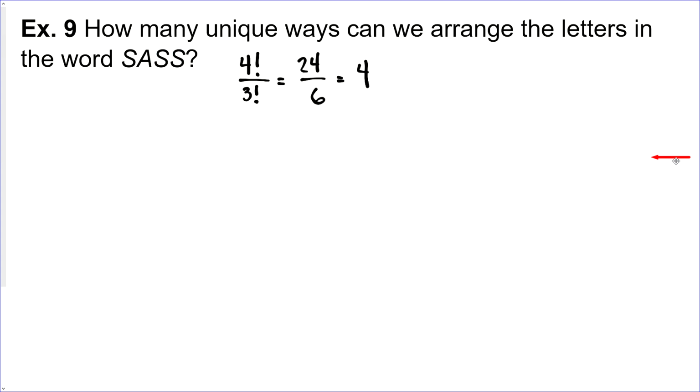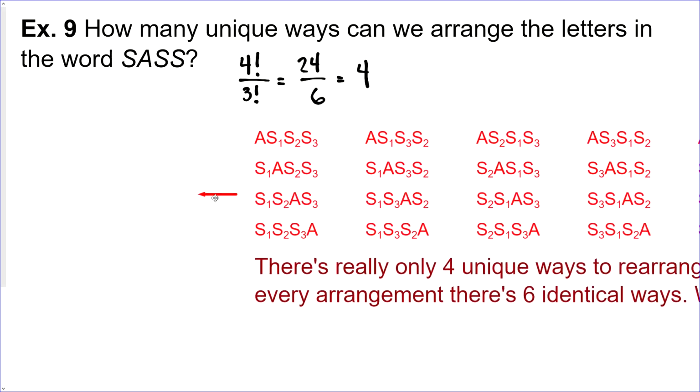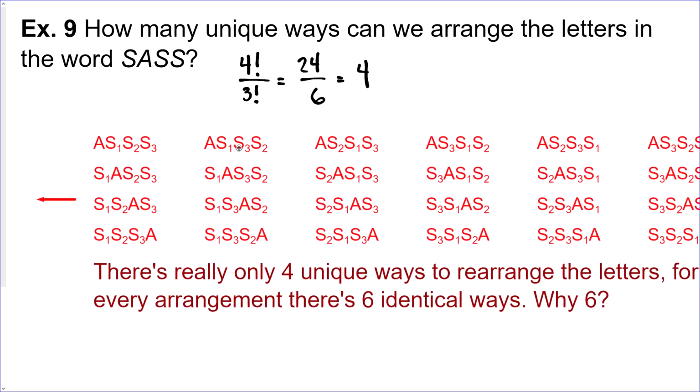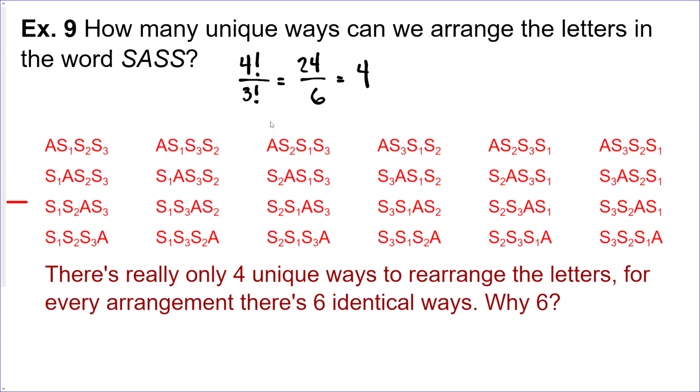Let's take a visual. I actually labeled all the S's and made all the possible arrangements here, just so you can see why we're dividing by 3 factorial. So the first row here is where A is first, and then there are 1, 2, 3, 4, 5, 6 ways to arrange the S's. And that's where this 6 comes from, or the 3 factorial. It's much easier to remember.